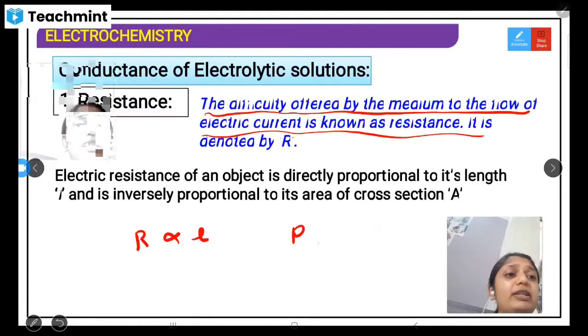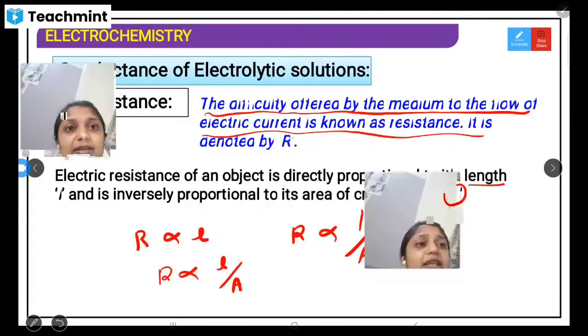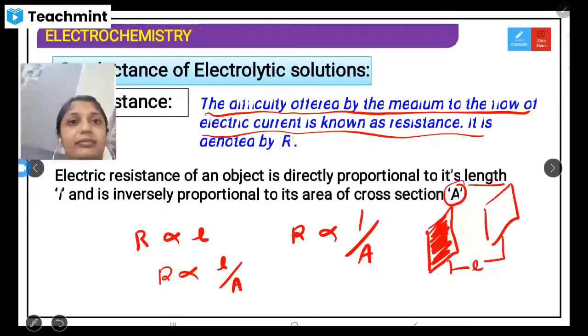Students, this is the electrochemical cell. So the length between the electrodes is considered as L here, and the area of cross section of the electrode is considered as A here. Clear?